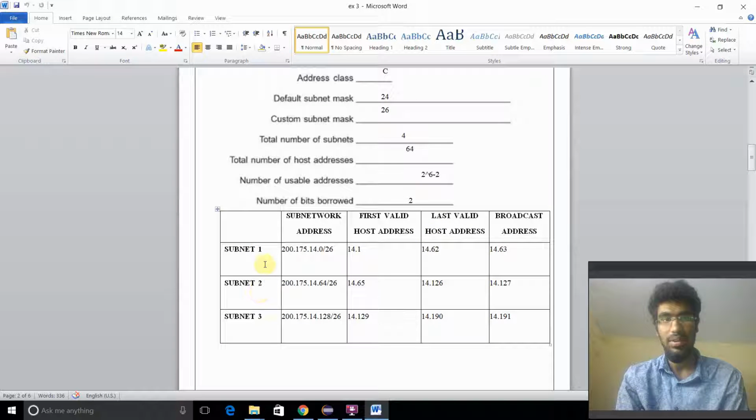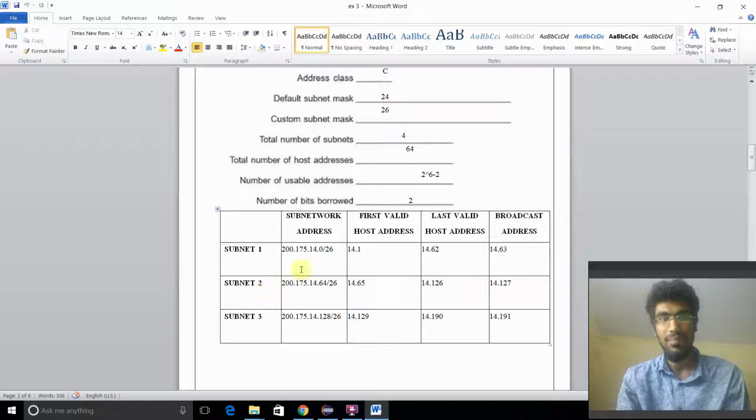This is the table. For subnet 1, the subnet address is 200.175.14.0, the first host address is 200.175.14.1, and the last host address is 200.175.14.62, and the broadcast address is 1 higher than the last host address, that is 14.63.